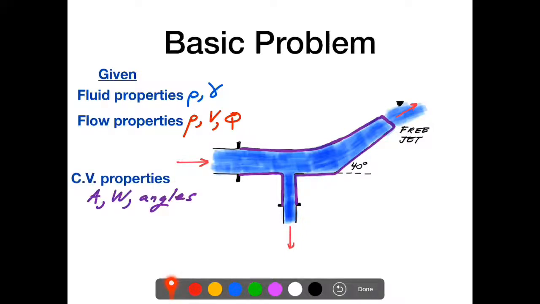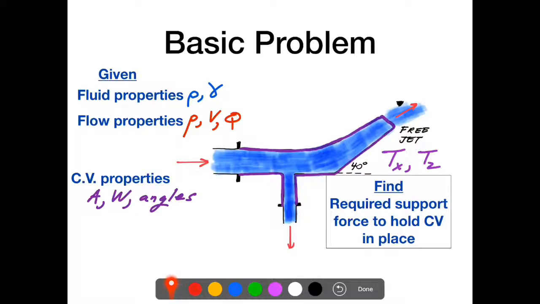We know something about the control volume, so that would include the areas of the different cross sections that we're evaluating, the weight of the entire cross section and the fluid, and any angles involved in the problem. And what we're trying to figure out here are the two forces that are required to hold this control volume in place. The force is a vector, so there's two components, one in the x and the z. And we need to figure out what the magnitude of those components are.